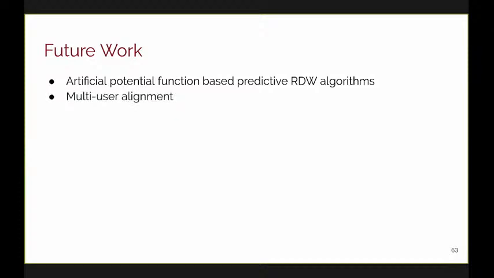We're also very interested in multi-user alignment, perhaps allowing more than one user to realign and be able to interact with each other. At the 2020 IEEE VR conference, there was one paper on a technique similar to this, but they weren't using a potential function approach, and it was not as generalizable, I would say.